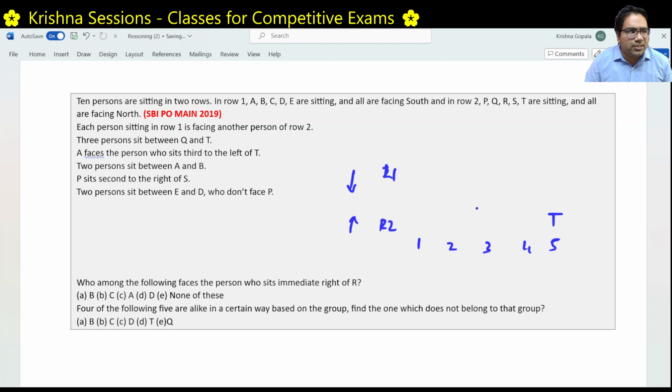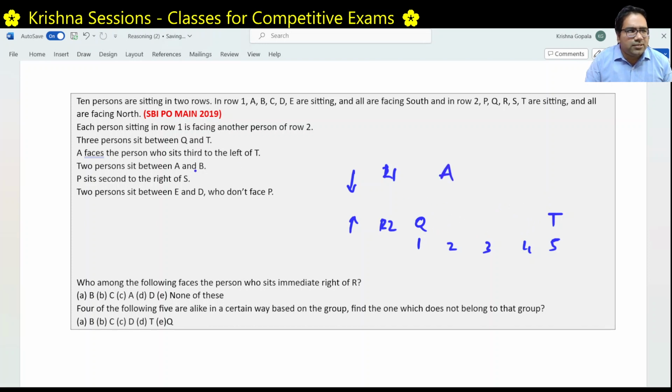And there has to be an A. This guy A has to sit third to his left. That means T has to be here. What that means is Q has to be here. And automatically A faces the person who sits third to the left of T. 1, 2, 3. This means this is A.